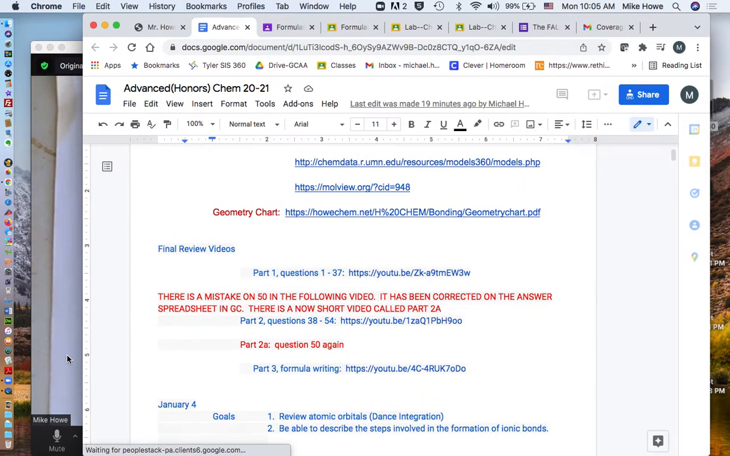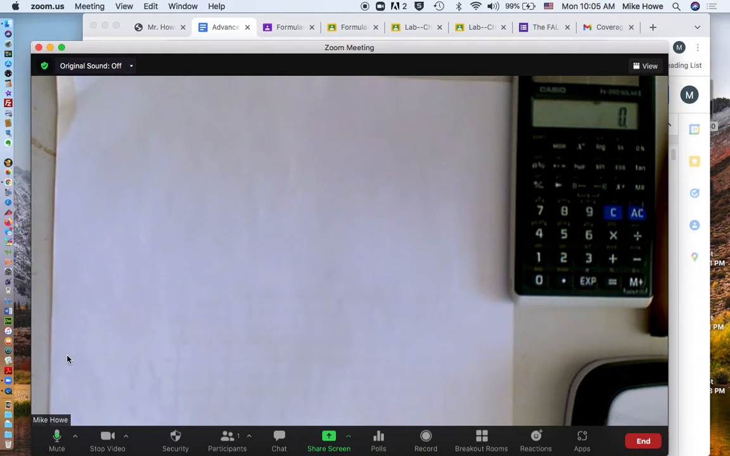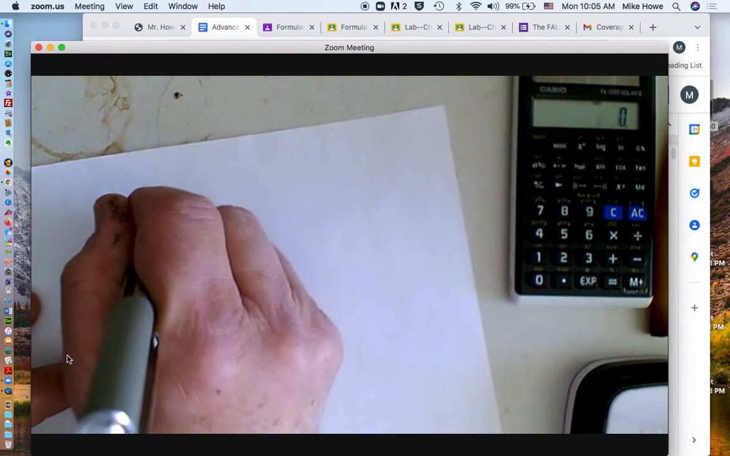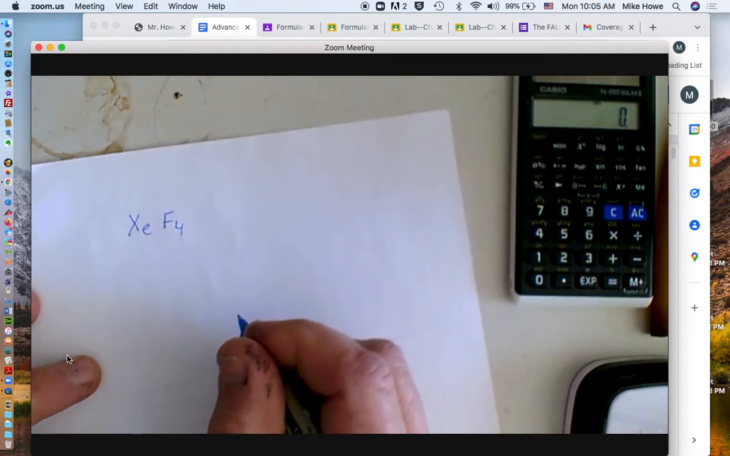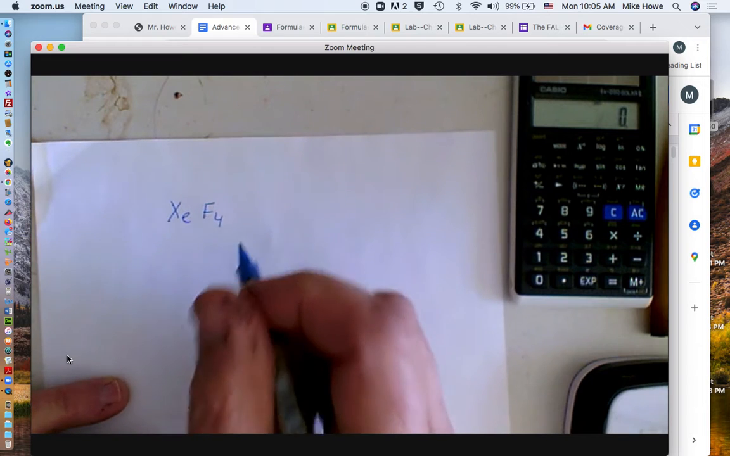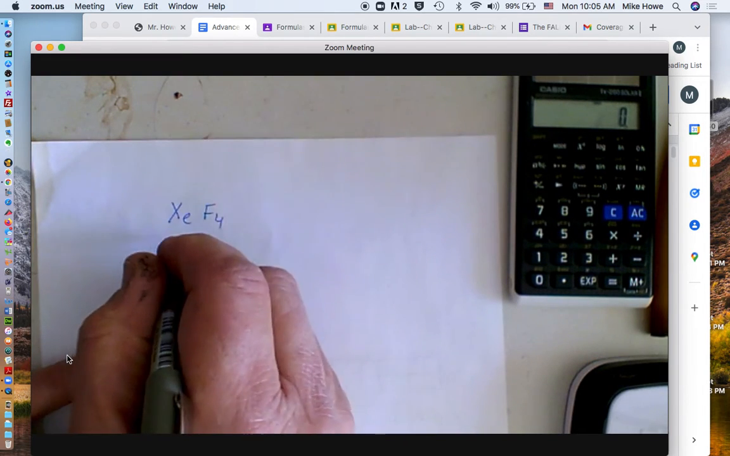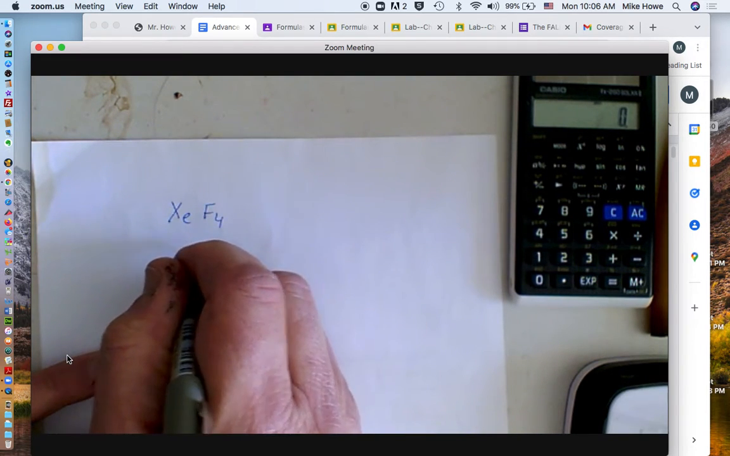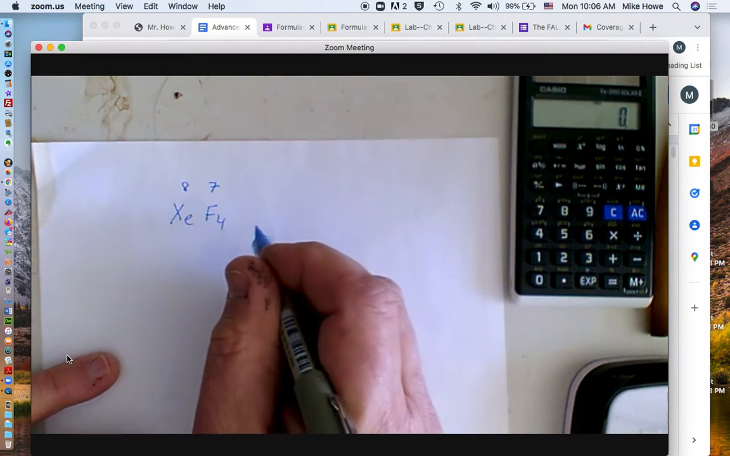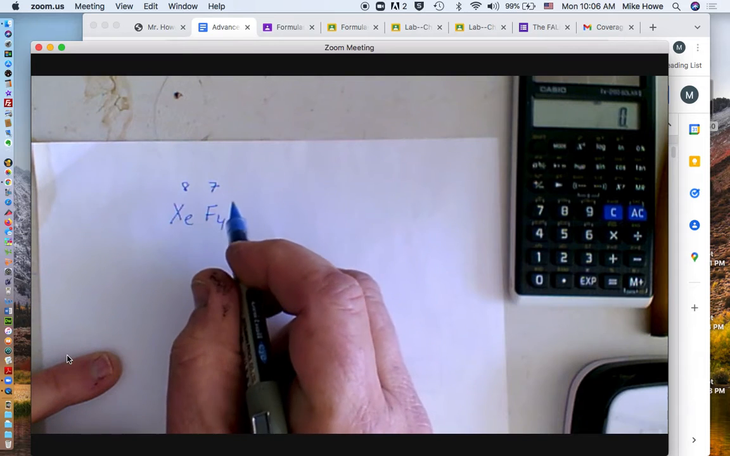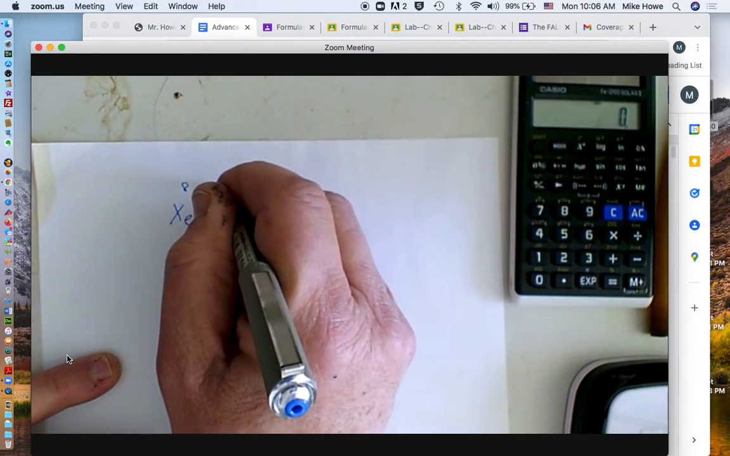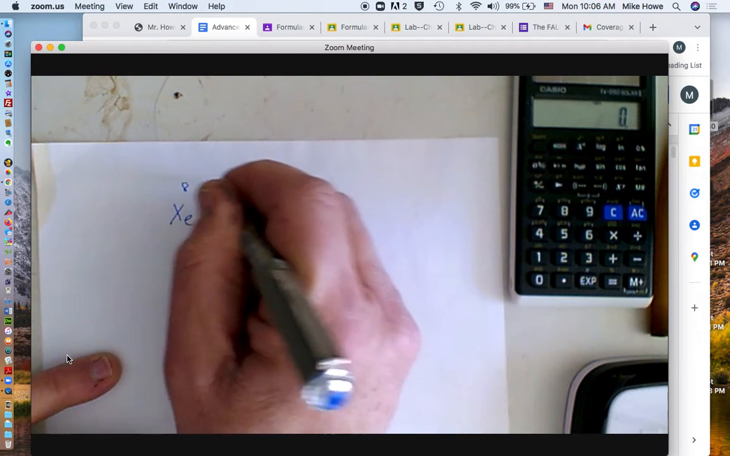So here we go. The question for number 50 was xenon tetrafluoride, XeF4. We're going to write a quick little dot diagram for that and identify its molecular geometry. So xenon has 8 valence electrons. Fluorine has 7 valence electrons. In this molecule, though, there are 4 fluorines, so we have to multiply by 4.